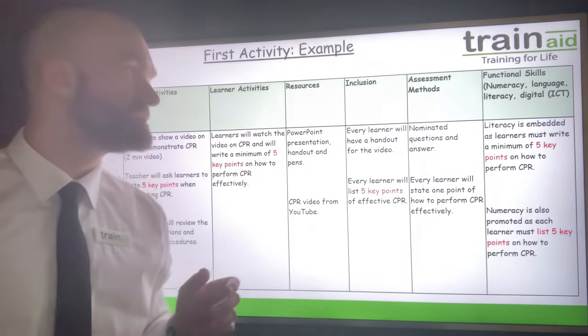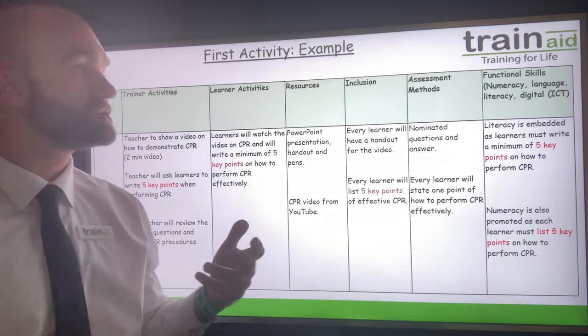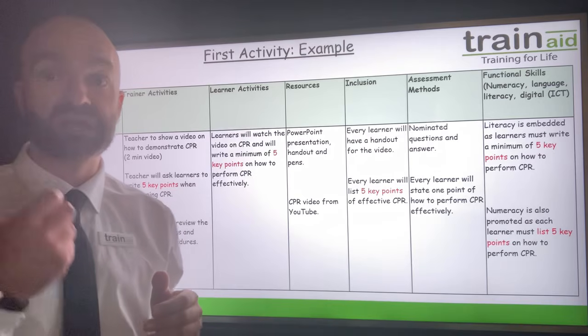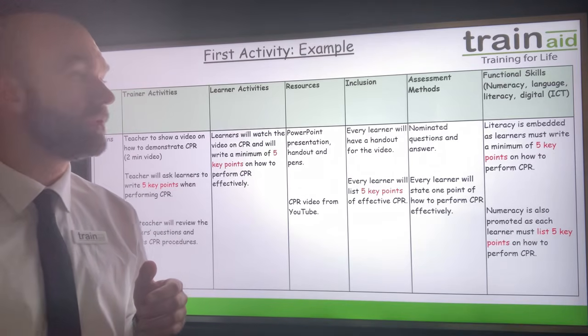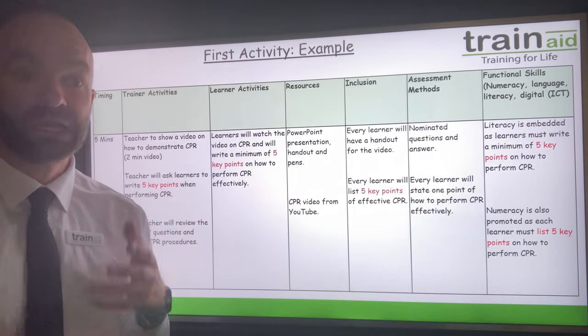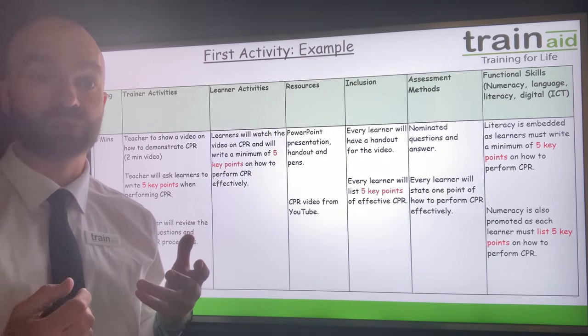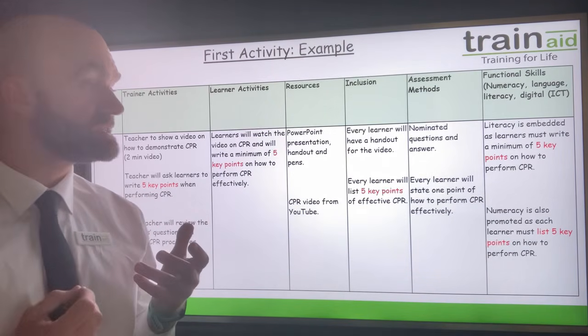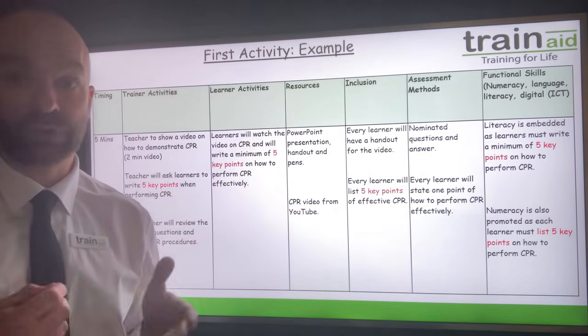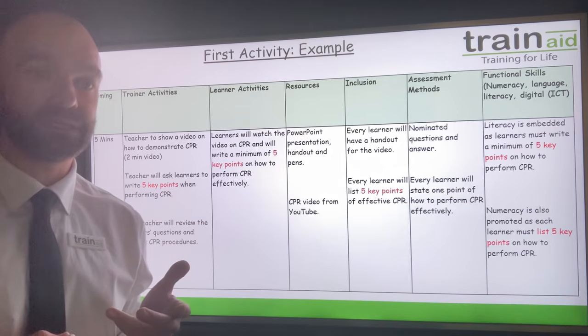And also, in terms of the key functional skills, literacy is embedded, as learners must write 5 key points of how to perform CPR, and also numeracy is also embedded as well. So this is because every learner must write down 5 key points of how to perform CPR.